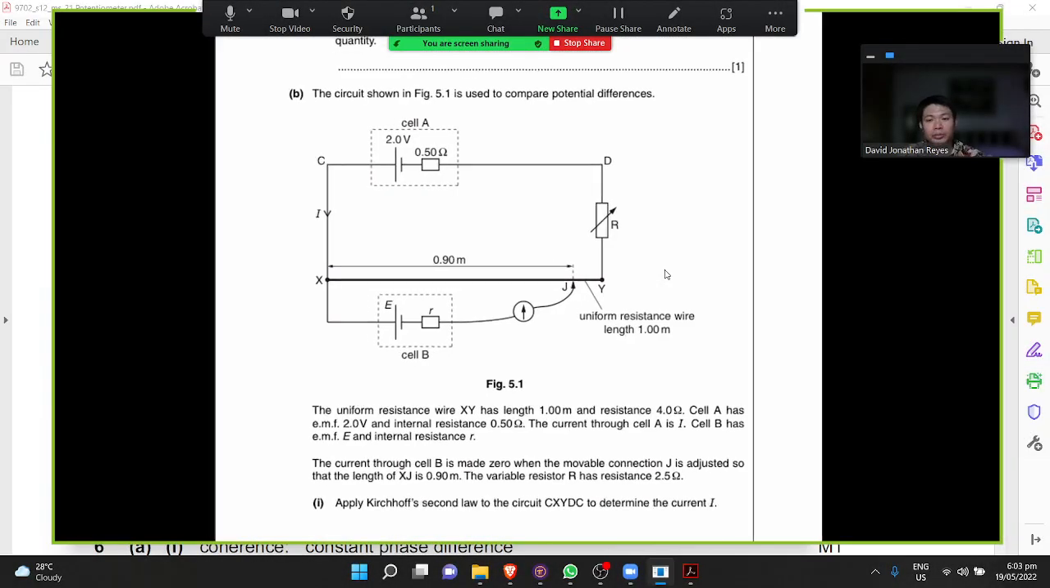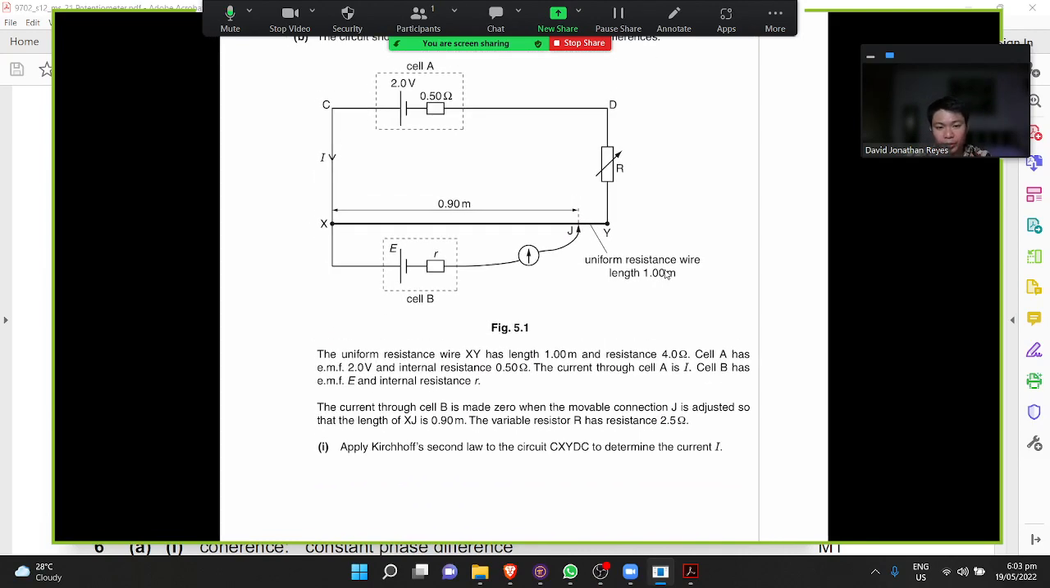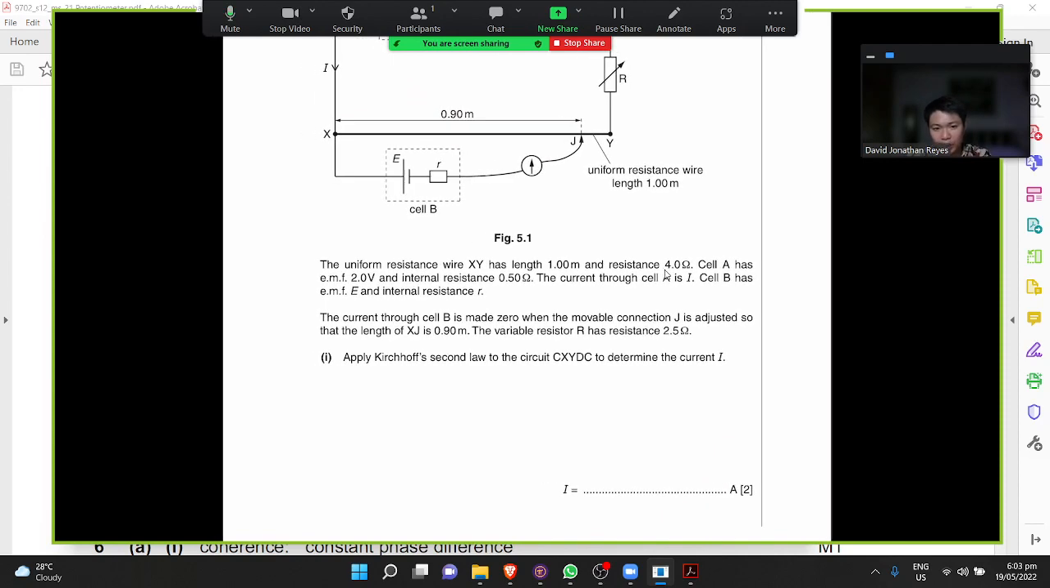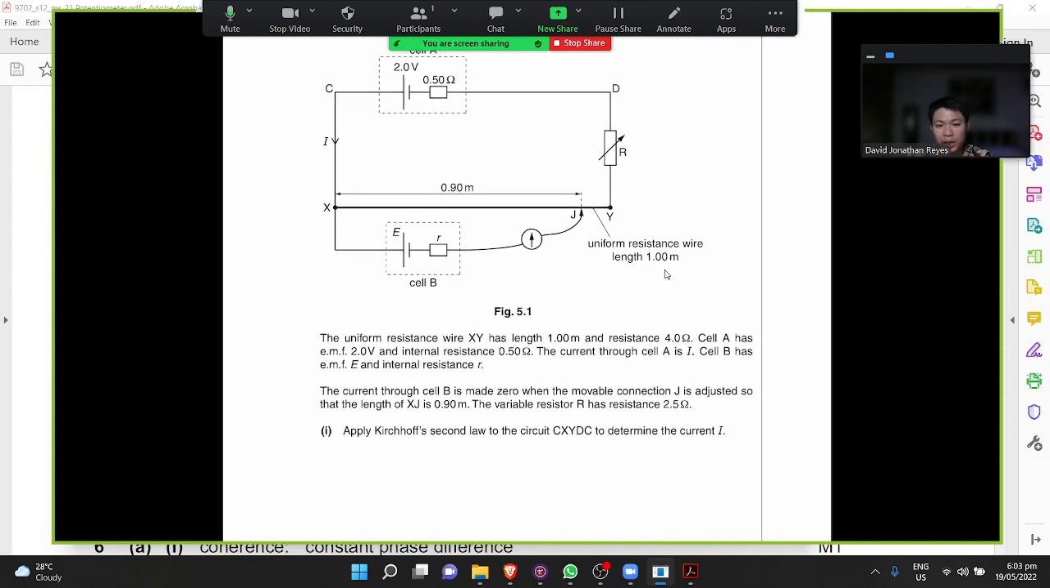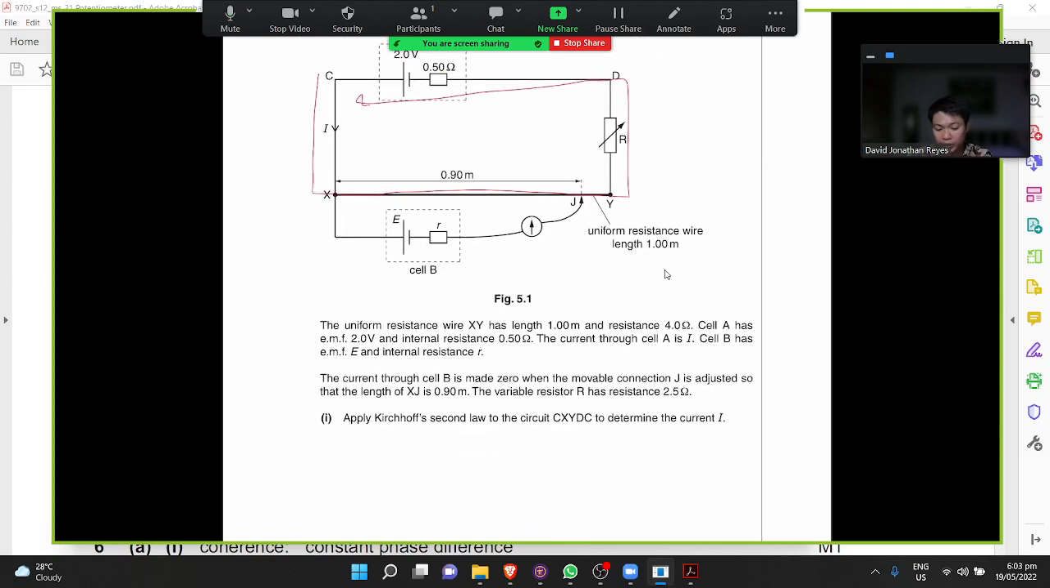Here we have a problem that involves a potentiometer. At the same time, we apply some of the Kirchhoff's laws that we've learned so far. Okay, so we have this circuit. You're asked first to find the current applying the second law to circuit CXYDC. So it's this circuit. Find the current using that loop.